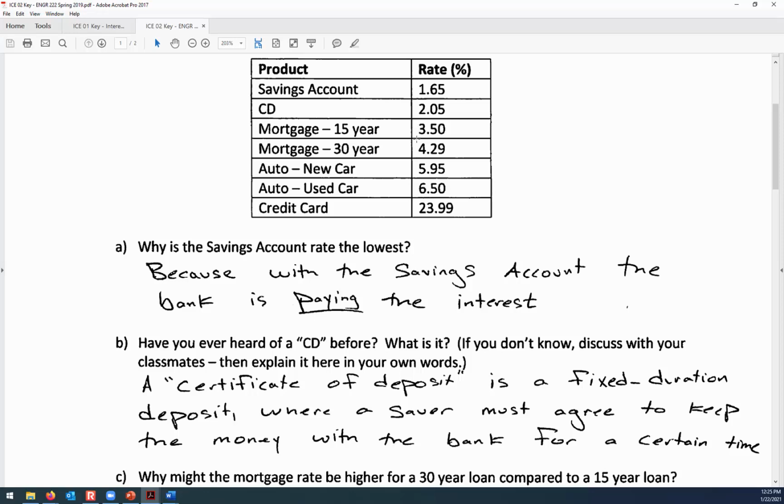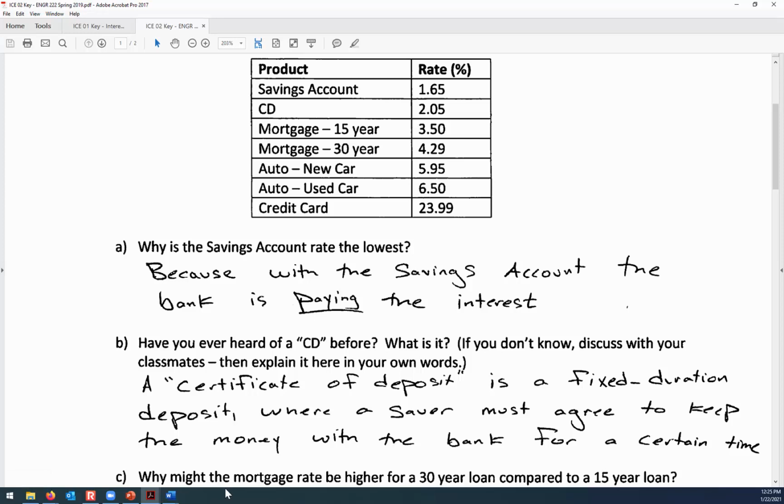Whenever you have a 15-year loan, oh wait, hold on. Okay, for a 30-year loan, the rate's going to be higher because you're taking longer to pay it off. Okay, good, exactly. Now, part of the reason why is because of risk.